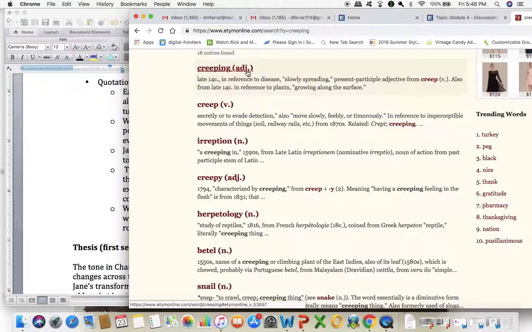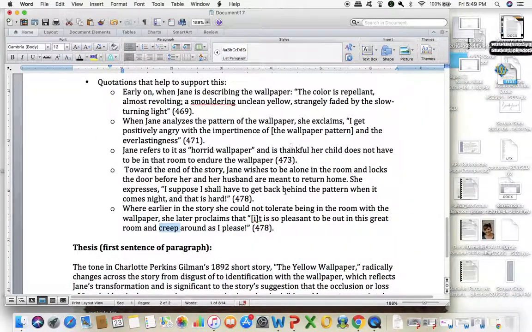Or creep. This is creeping as an adjective, creep as a verb, right? Secret, or to evade detection, move slowly, feebly, or timorously, right? So this has to do with hiding, and even talking out loud about it. It gives me more ideas about how I could help support my own thesis, which I will show you now.